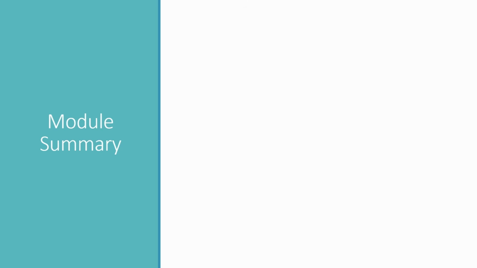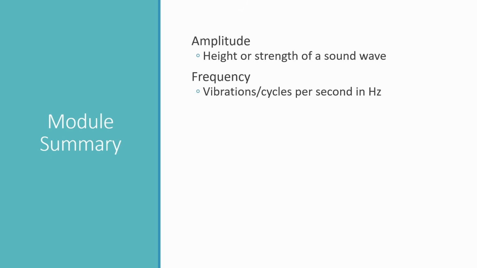So that brings us to the end of this module. In this module, we covered the basics of sound, including its fundamental concepts like amplitude. This is the height or strength of a sound wave. Frequency. This is the number of vibrations or cycles per second measured in hertz. And this gives us the pitch of the sound.